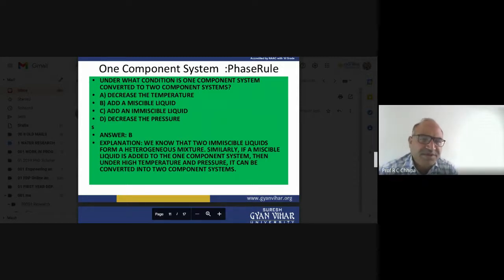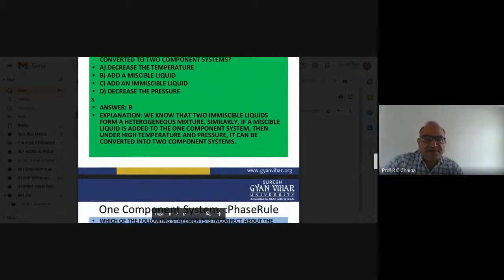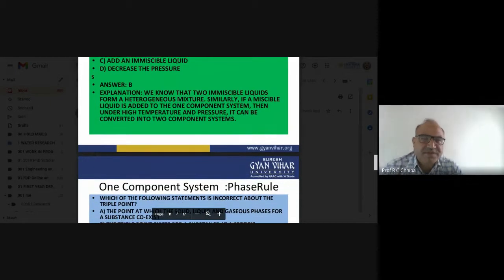Decrease the temperature, or add a miscible liquid, and the correct answer is B. So what about this B, add a miscible liquid? Explanation: we know that two immiscible liquids form a heterogeneous mixture. Similarly, if a miscible liquid is added to the one component system, then under high temperature and pressure it can be converted into a two component system.